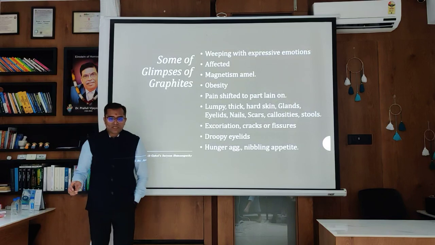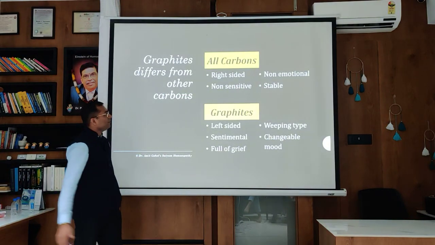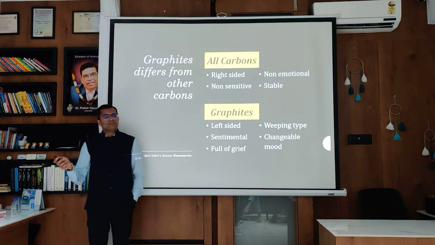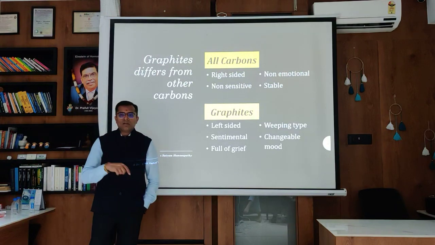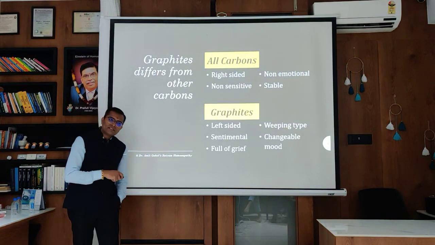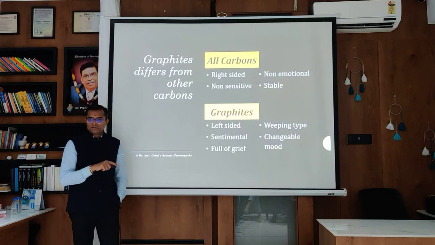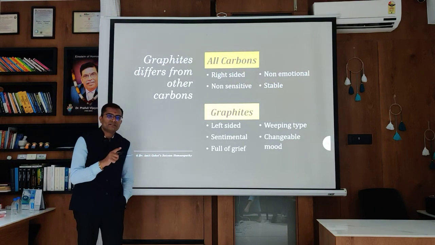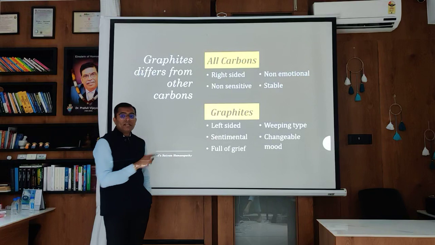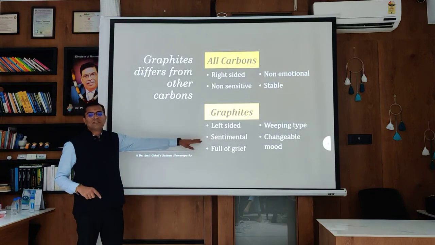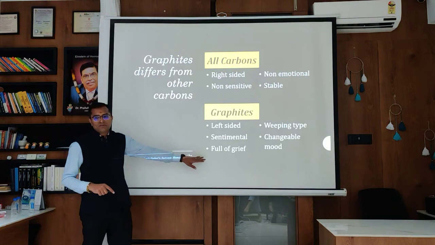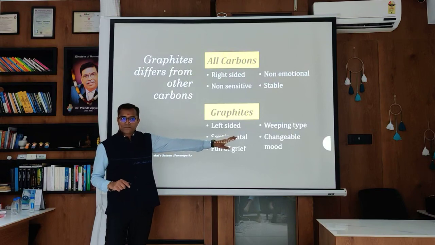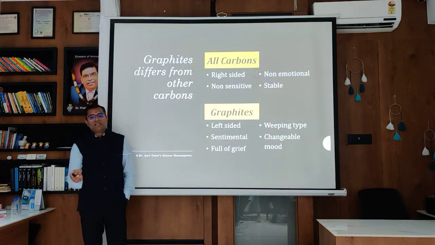Excoriation, cracks, fissures, droopy eyelids, hunger, aggravation, niggling appetite. So how do we differentiate Graphites from the other carbons? All carbons are right-sided, Graphites is left-sided. All carbons are non-sensitive. Graphites is sensitive because of the iron element in it. And Ferrum is sensitive to noise, sensitive to external disharmony, sensitive to contradictions and everything. In the same way there is a sensitivity, and that's why their emotions become very sentimental. They are full of grief. They have a changeable mental state and their reactions are like Pulsatilla, weeping. Okay? So this is something different from the carbons.